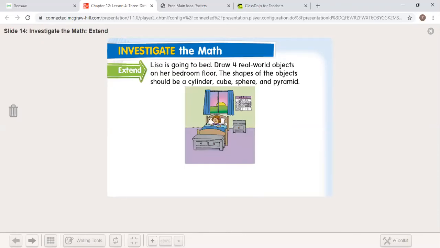All right, Lisa is going to bed. Draw 4 real-world shapes on her bedroom floor. The shapes of the objects should be a cylinder, a cube, a sphere, and a pyramid. You don't have to draw those shapes, but go ahead and talk to the person next to you what you could have placed on her bedroom floor. That's a cylinder, a cube, a sphere, and a pyramid. Looks like they put a can of pop, a toy cube, a baseball, and a pyramid.